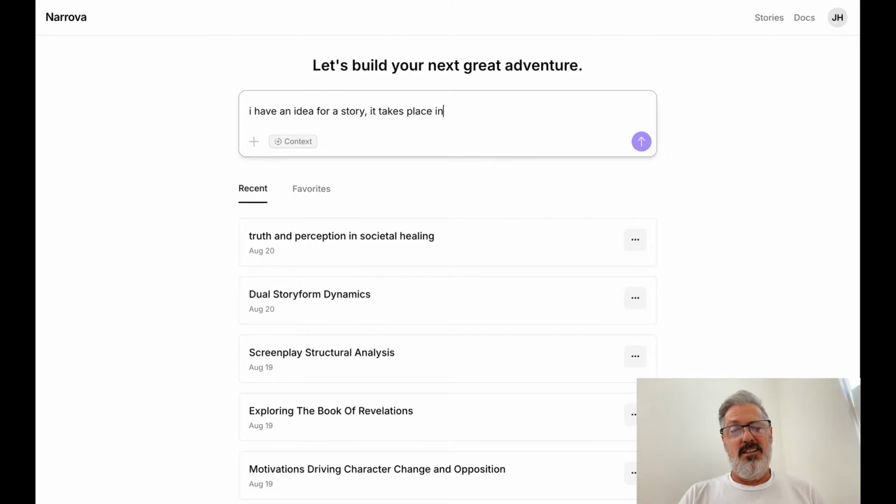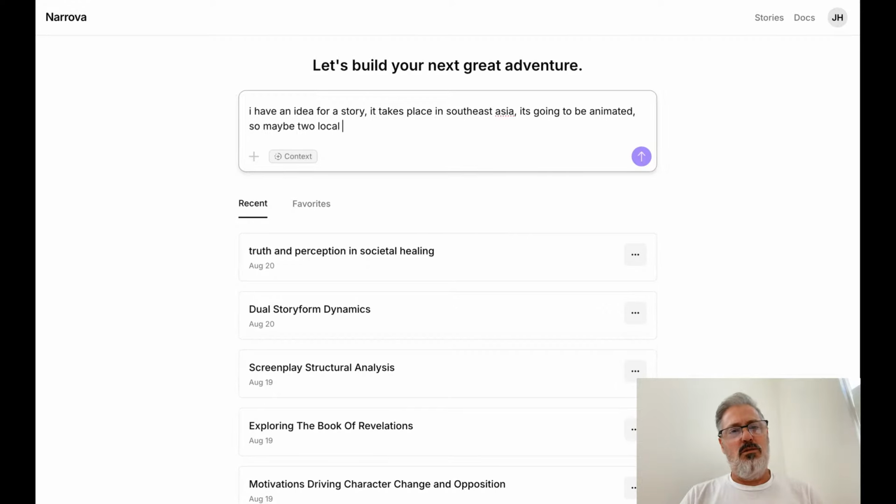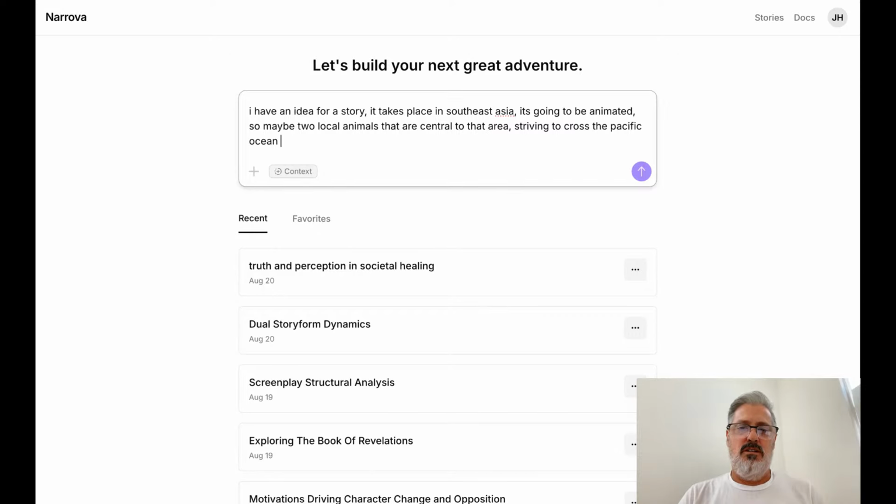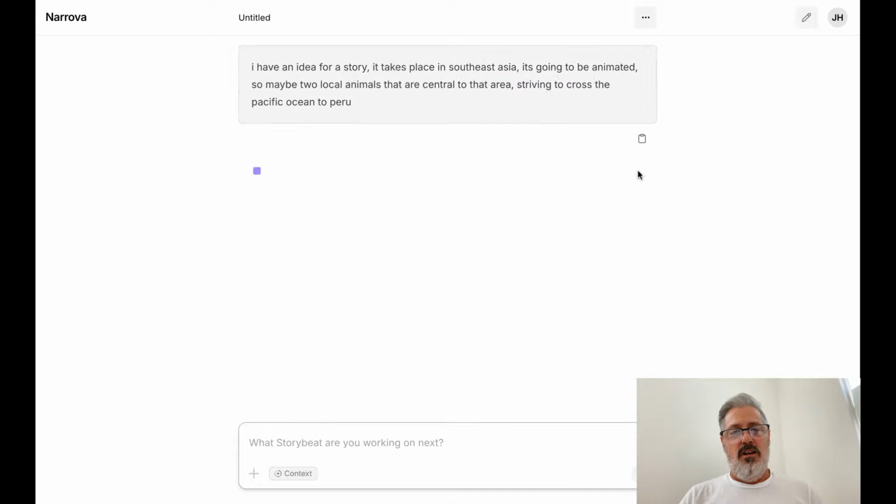It takes place in, I don't know, let's say Southeast Asia. It's going to be animated, so maybe two local animals that are central to that area, striving to cross the Pacific Ocean to Peru. I don't know. Let's just try that. So it's a completely crazy idea. I have no idea where I'm going with it, and you just send that off.